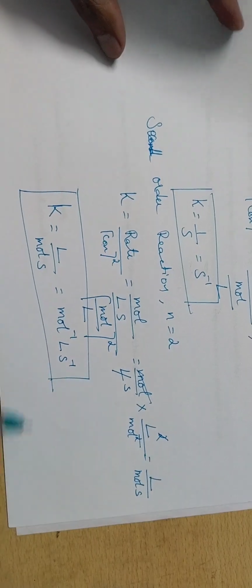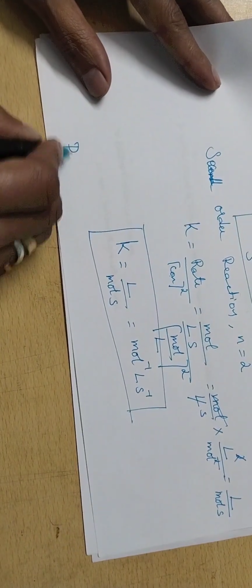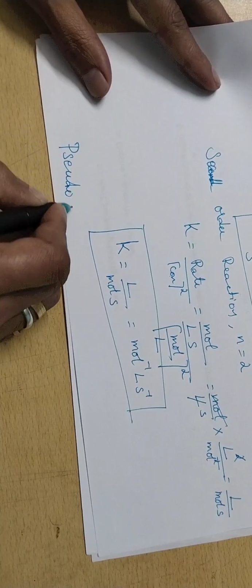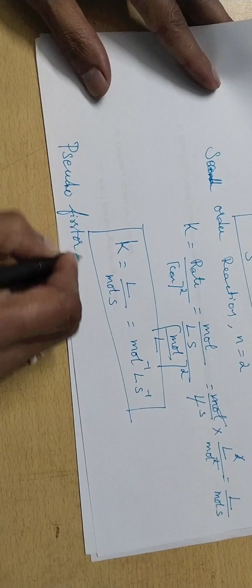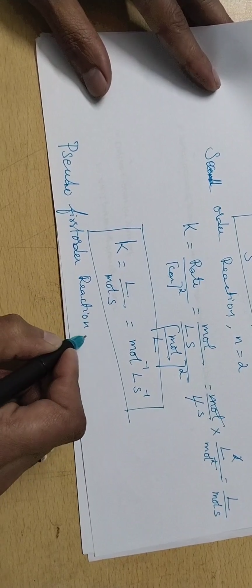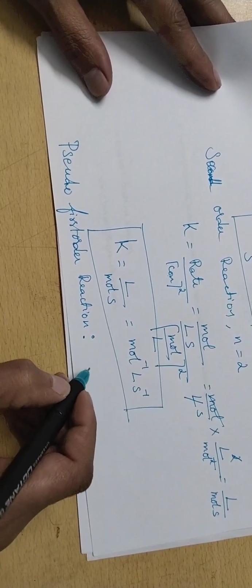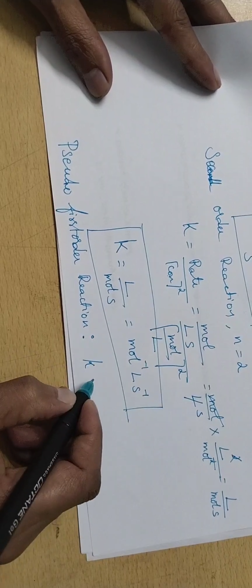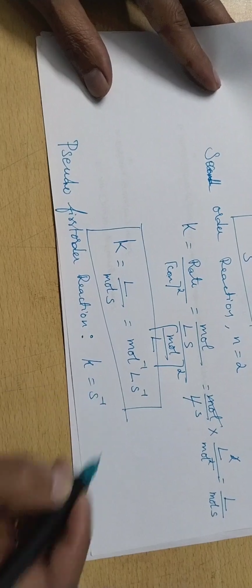For pseudo first order reaction, it is the same as first order reaction, where the unit of k is per second. Further moving on is molecularity of a reaction.